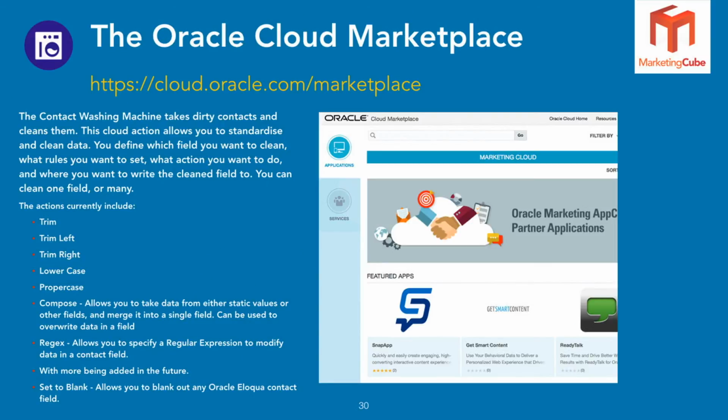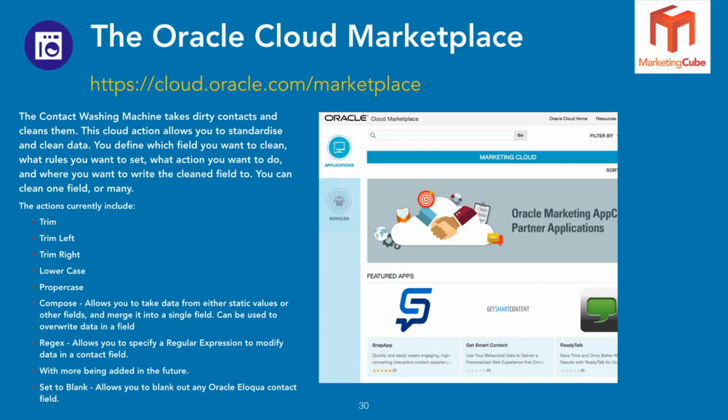Just as an example, while we're talking about apps, you may want to take a look at the Oracle Cloud Marketplace. The Oracle Cloud Marketplace is to Eloqua what the App Store is to your iPhone, exactly the same thing. This is one app that's available, developed by Oracle. It's called the Contact Washing Machine. And what it does is, it says right here, it takes dirty contacts and cleans them. It enables you to trim and provide proper case. So if people enter their names in all lowercase, you can manipulate that data and change it to proper case, etc. There's all sorts of things that the Contact Washing Machine can do for you, and it's a free of charge app available from the Oracle Cloud Marketplace.